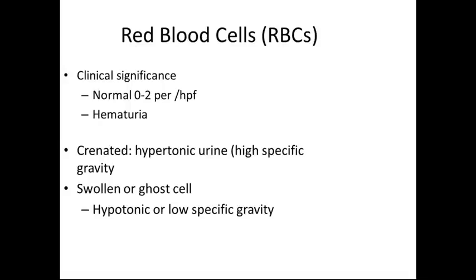Red blood cells, or RBCs: normal is 0 to 2 per HPF, meaning high power field, or 40x. If there is an abnormal amount, we call this hematuria. Red blood cells can be either crenated or swollen, or ghost cells, and this is highly dependent on the specific gravity of the urine. Crenated cells are from hypertonic urine, meaning high specific gravity, and these red blood cells are oftentimes shriveled in nature. Swollen or ghost cells are from hypotonic or low specific gravity urine, and these can be overinflated red blood cells.